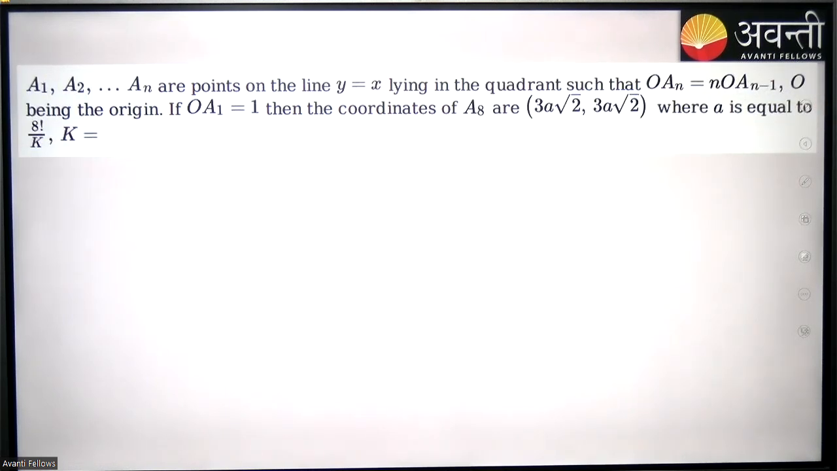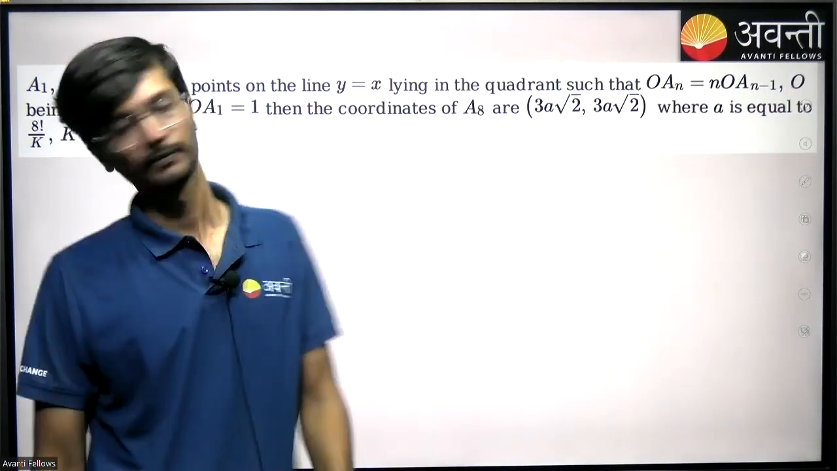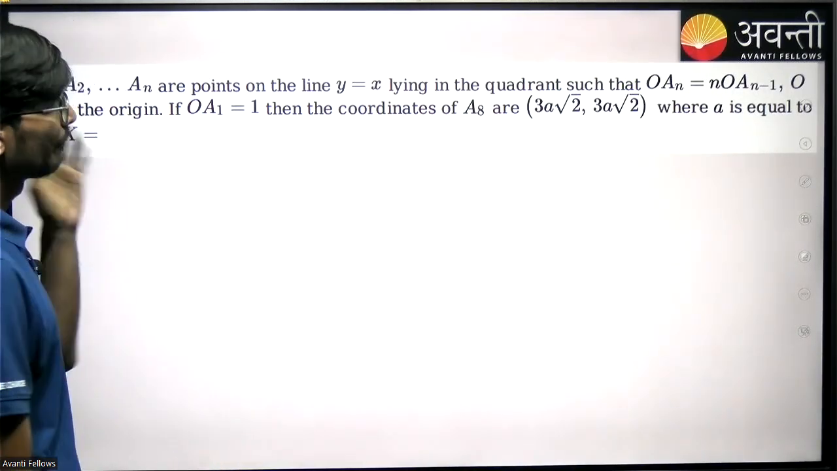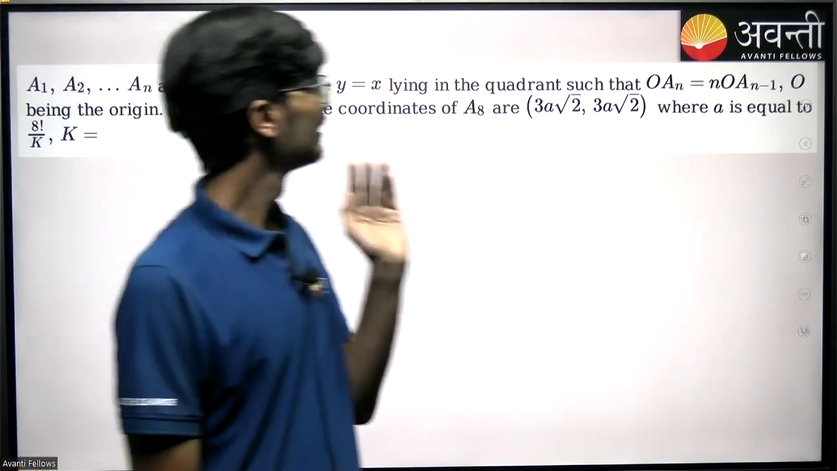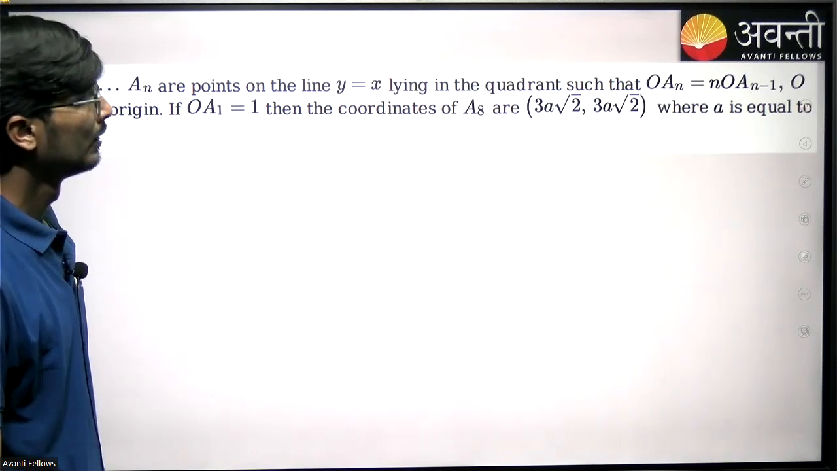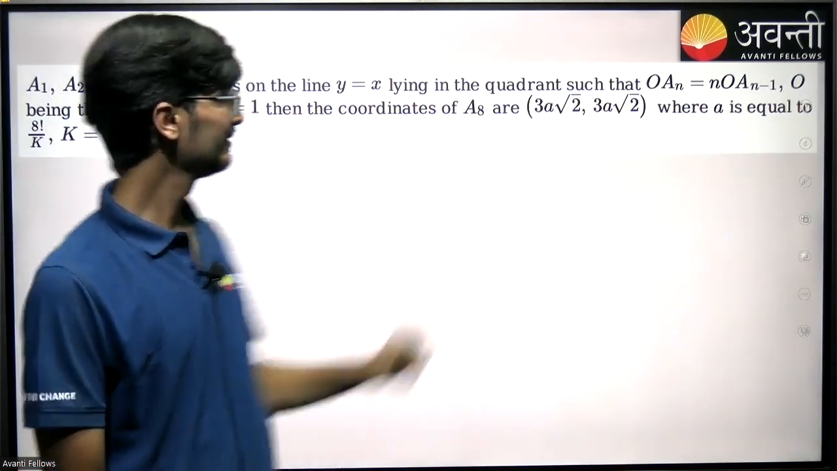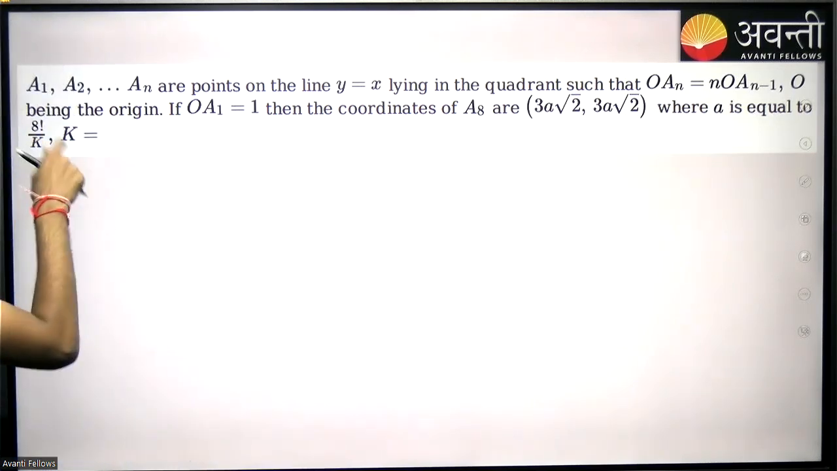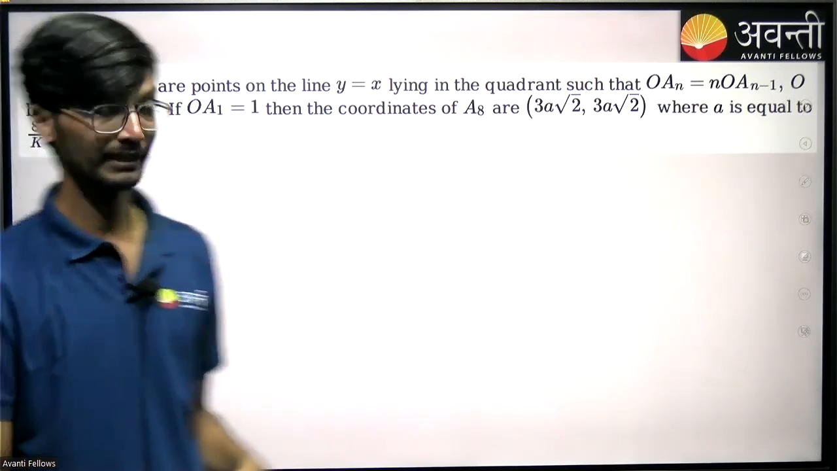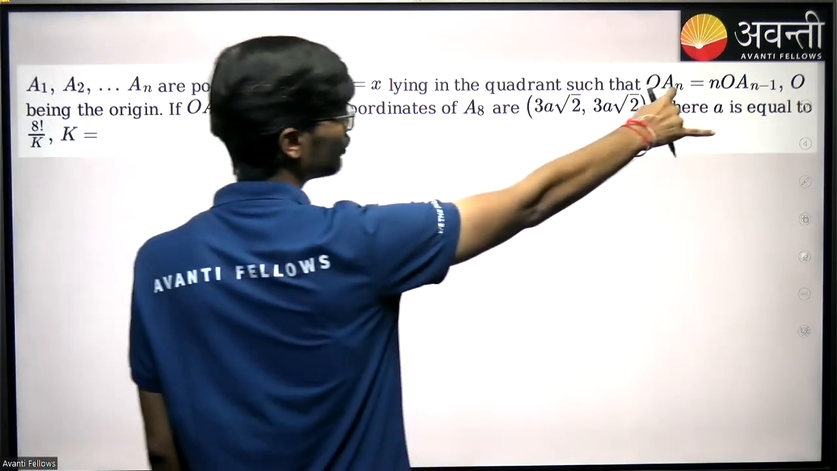Yeah. This is again a nice question on straight lines. Correct, guys? A1, A2 are points on the line lying such that this equals this, okay? O is origin. The coordinates of A8 are this. Then a is equal to 8 factorial upon k, then k is equal to. Okay, very much information. We have A8. So let us substitute n equals 8 here.